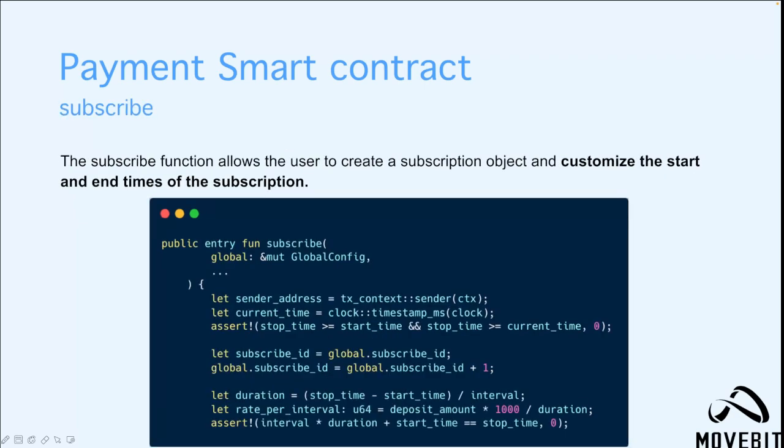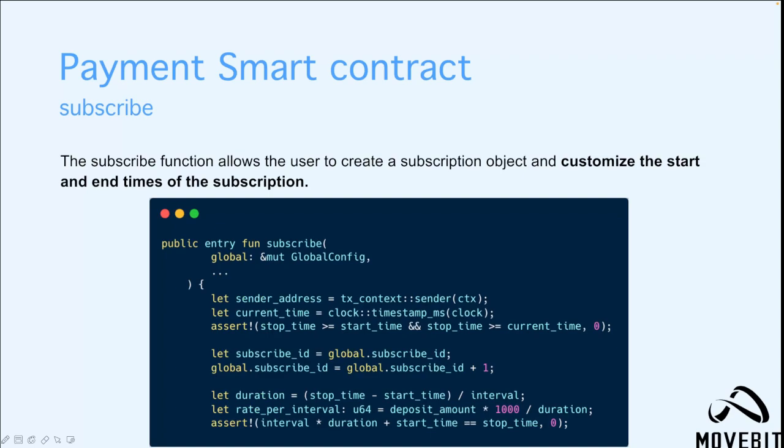The subscribe function allows the user to create a subscription service. The user needs to pass in the corresponding coin token, first compare the current time with the start and end time to ensure that the time parameters are reasonable, and then obtain the next ID recorded in the global config as the ID of the subscribe.